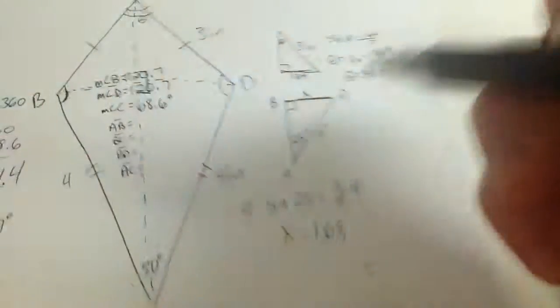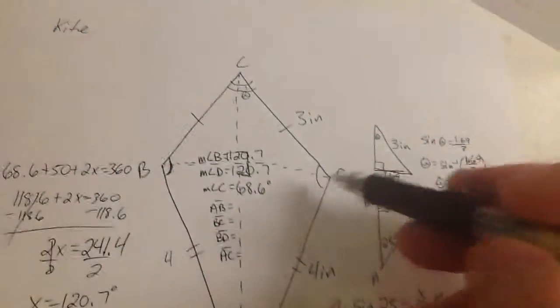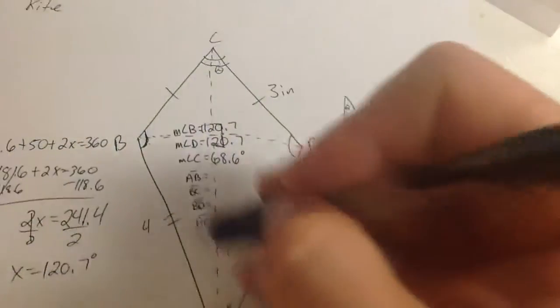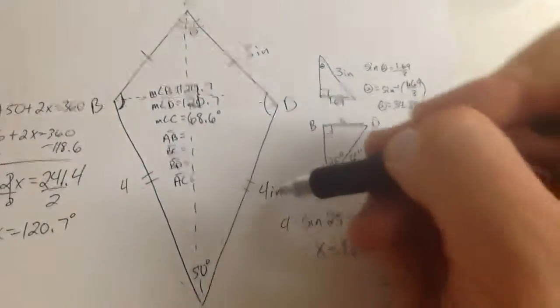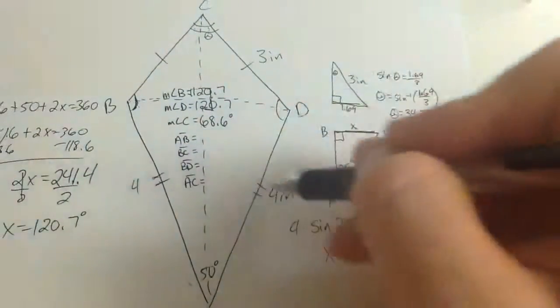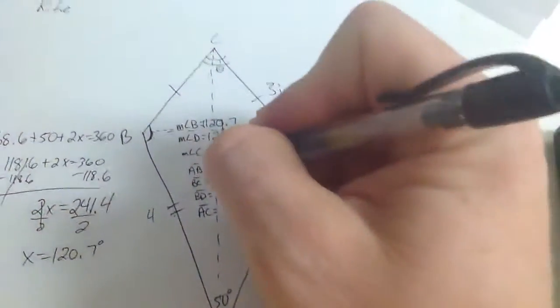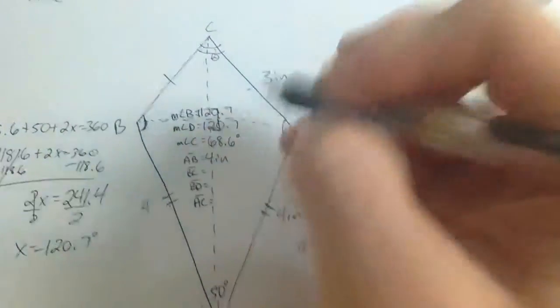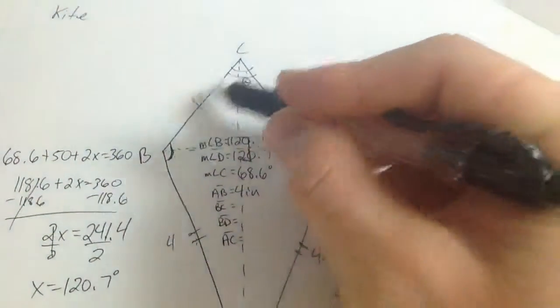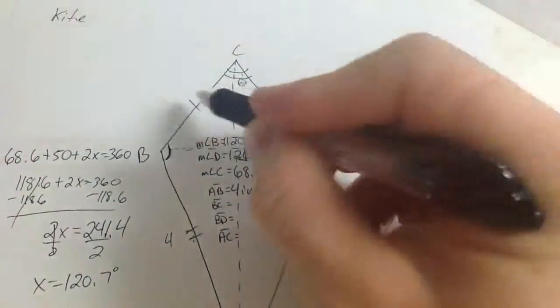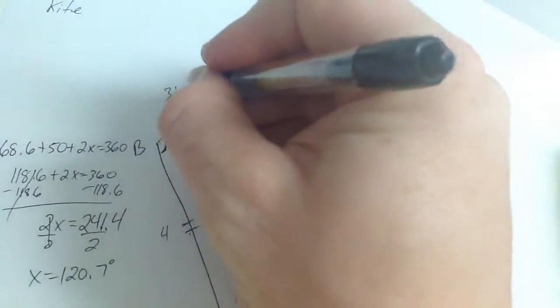Let's go with AB. Oh, that was easy. It's already done. It's the same as this side, right? It's got two little tick marks. That's the definition of a kite. If this side's 4 inches, this side has to be 4 inches. BC, same thing. One tick mark, 3 inches. That one has to be 3 inches.